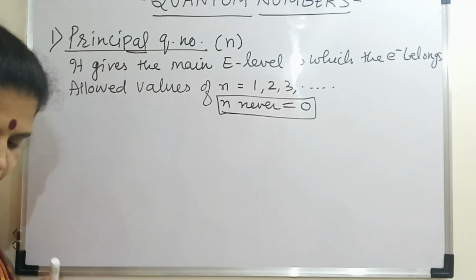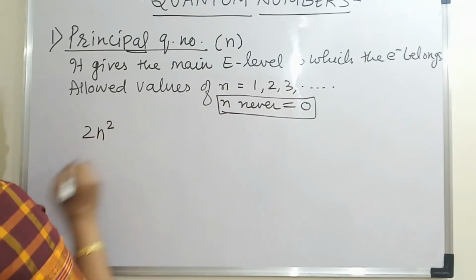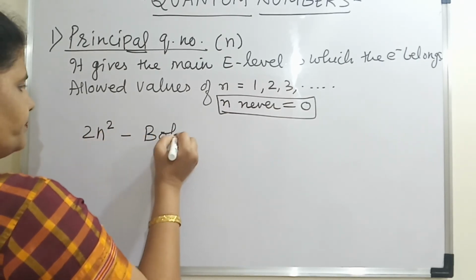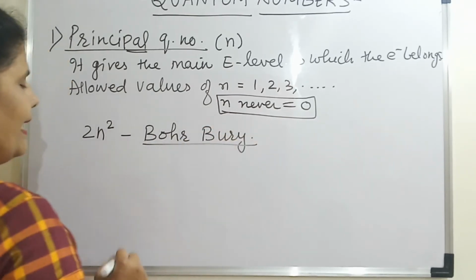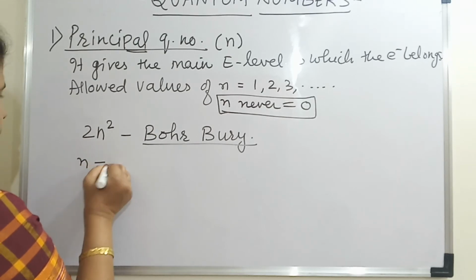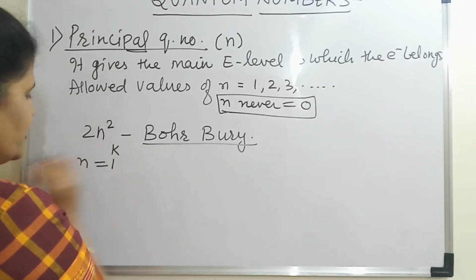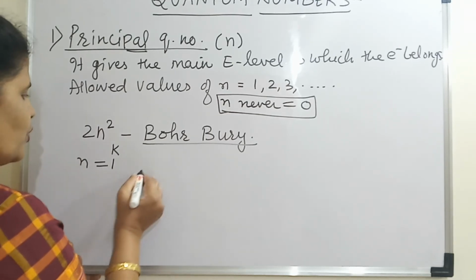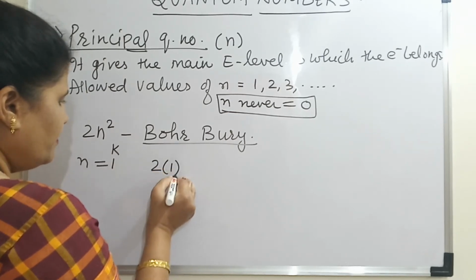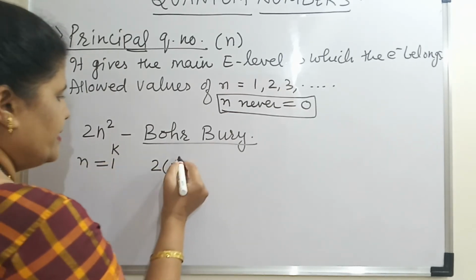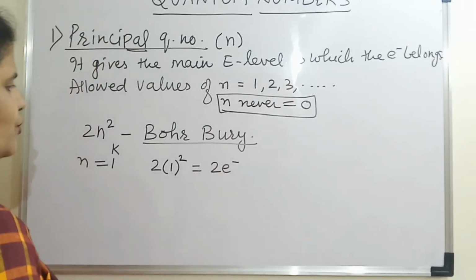There is a formula for this, and the formula is 2n square. This is called the Bohr-Bury rule. Now what is this Bohr-Bury rule? For that, let us say n is equal to 1, meaning the electron belongs to the K shell. When n is equal to 1, how many electrons will be there? It will be 2 times 1 square, because n is the quantum number represented here. So I can fill 2 electrons in the first orbital.